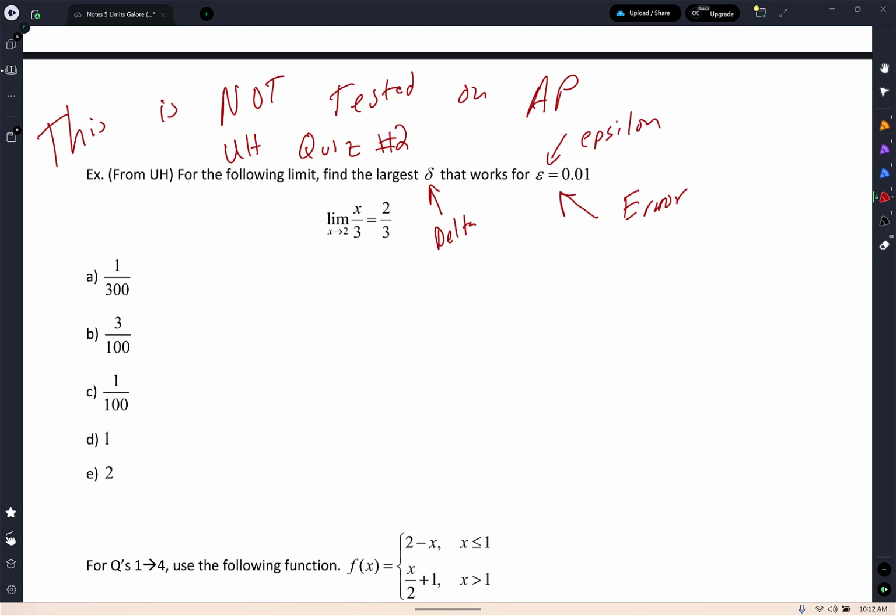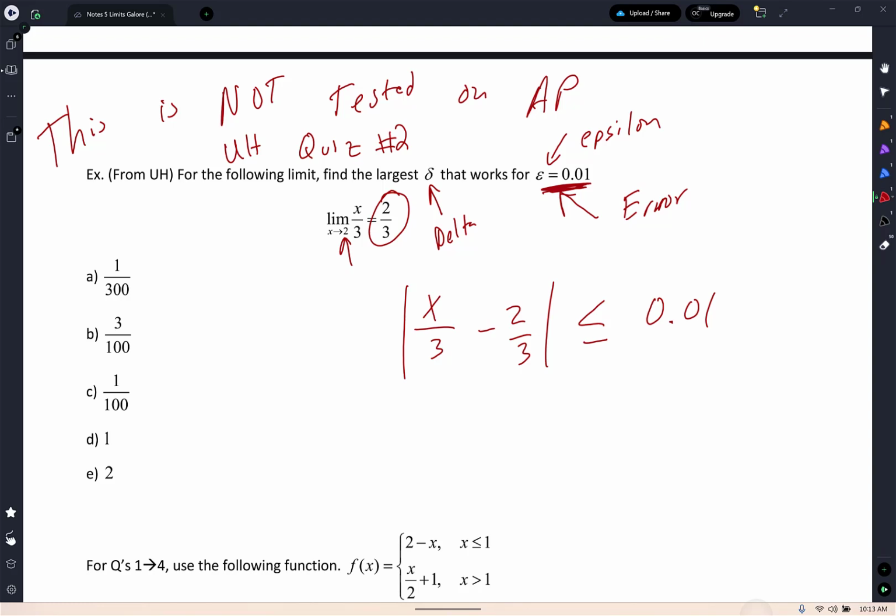All right, so again, this just means error. All it means is how close you've got to get to 2 for your error to be 0.01 from 2/3. For you to be 0.01 away from 2/3. That's all it means. So here we go. Since it's like error, I'm going to write the absolute value of x over 3 minus 2/3. And I want that absolute value to be less than 0.01. I want to be less than 0.01 away from 2/3. Does that make sense, guys?